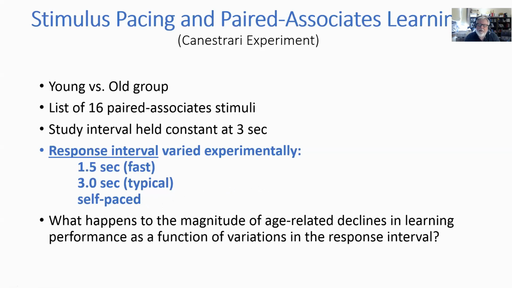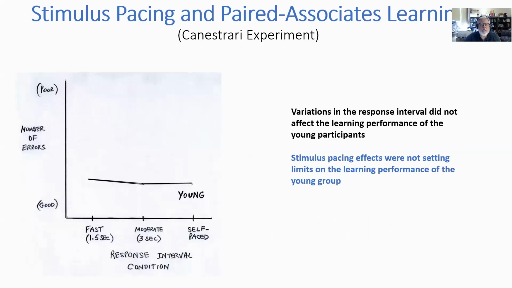So now we can ask ourselves, what happened to the size of the age-related decrement in learning when the response interval conditions were changed? So we can begin by taking a look at what happened in the young people. And you can see in the young people, the response interval condition really had no impact on the number of errors they made during the overall learning of the 16 paired associates. Apparently 1.5 seconds was plenty enough time for the young people to respond, because there was no difference when they were in the 3-second condition or when they were in the self-paced condition. So essentially we would interpret this flat curve for the young people as being indicative of the fact that their learning performance was not limited by the time available to make a response.